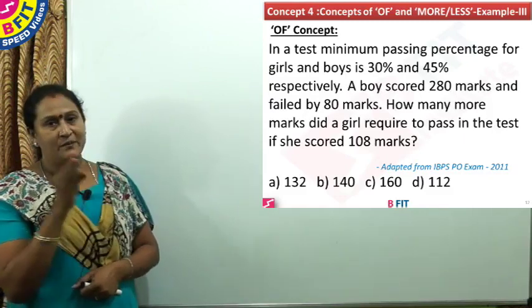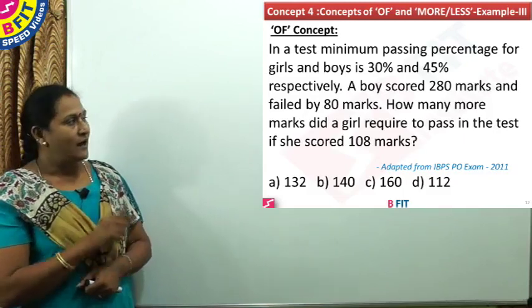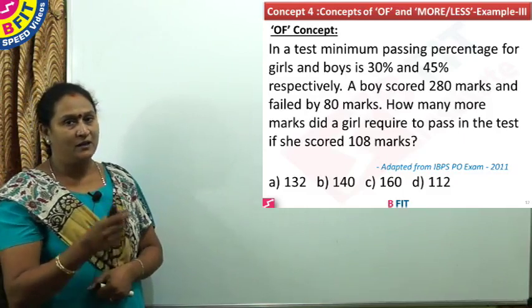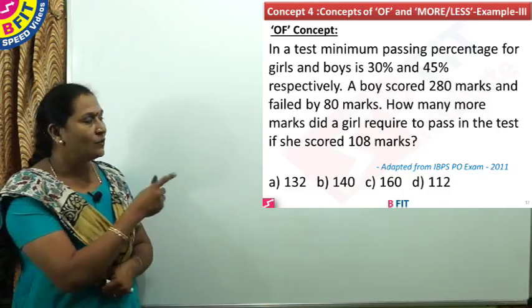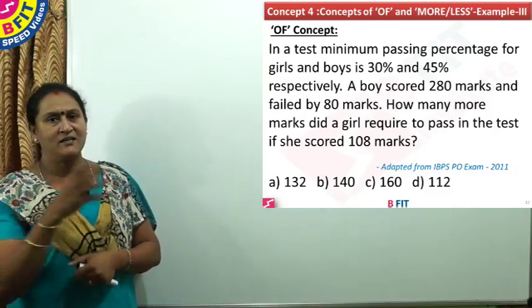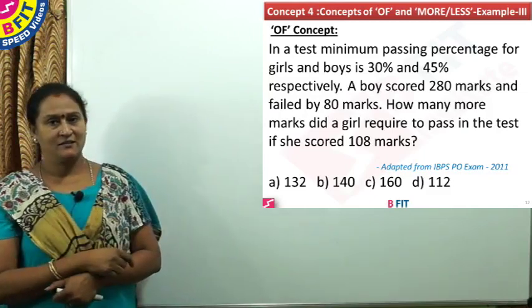So with that 45% is 360, we can find what marks 30% is, and when you subtract 108, we can get the required marks for a girl to pass the exam who gets 108. So we'll see the working here. When you understand the concept, seeing the question itself, orally you can arrive at the answer.